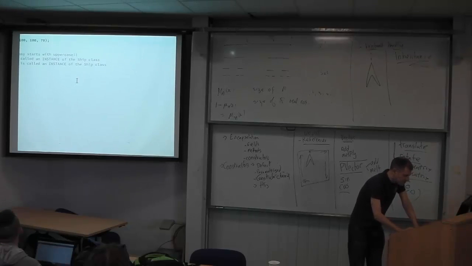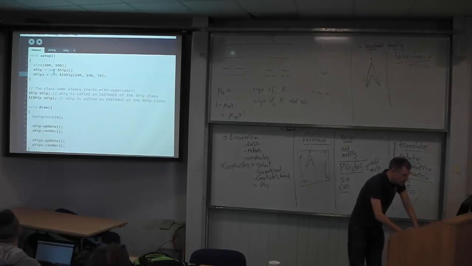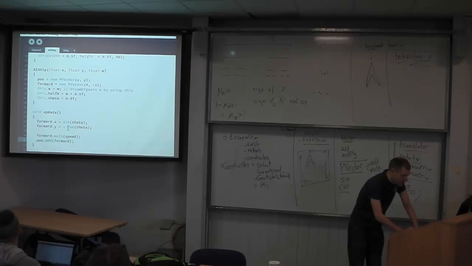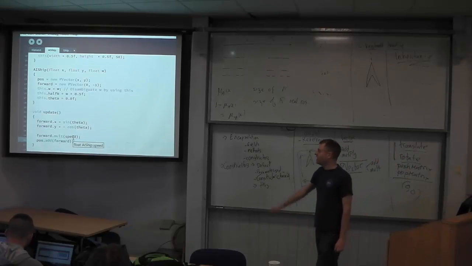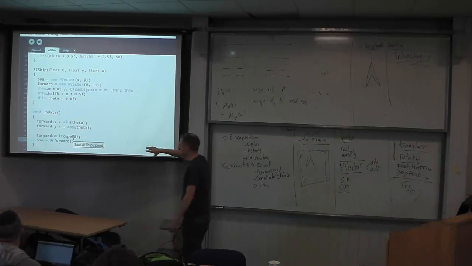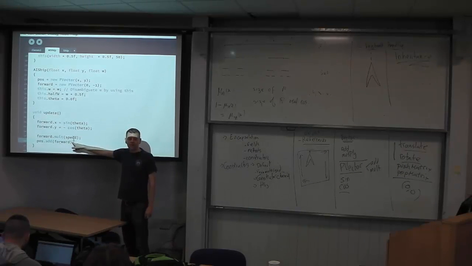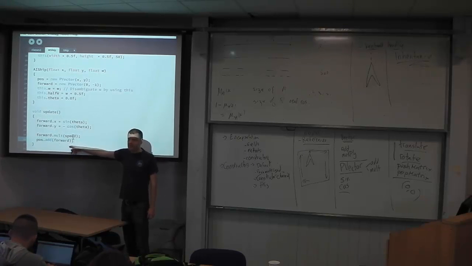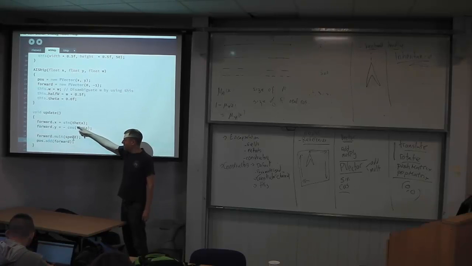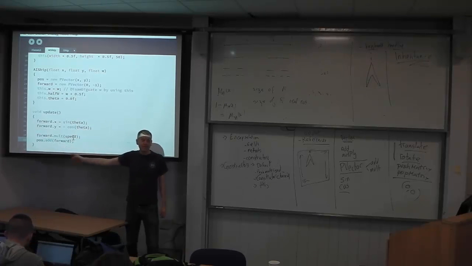Okay, so let me just confirm what I've done there. I've just got my AI ship code. I've taken the update method, and I've replaced all of the if statements inside the update method by just going pos.add forward. So what will happen now is the position vector, in other words, the x and y components of the position, will have the forward vector multiplied by the speed added to it each frame.